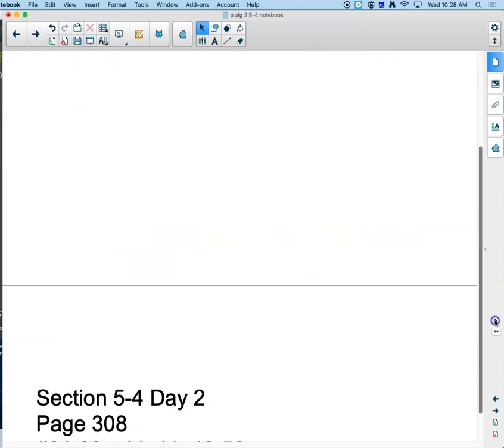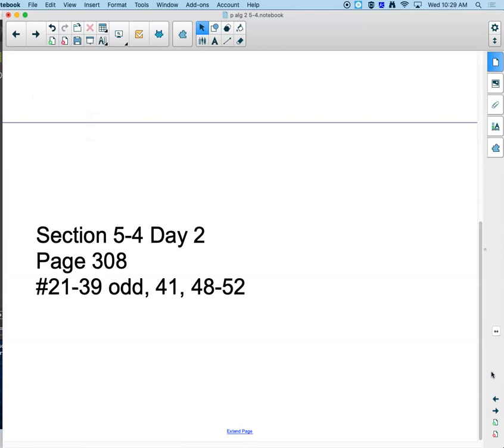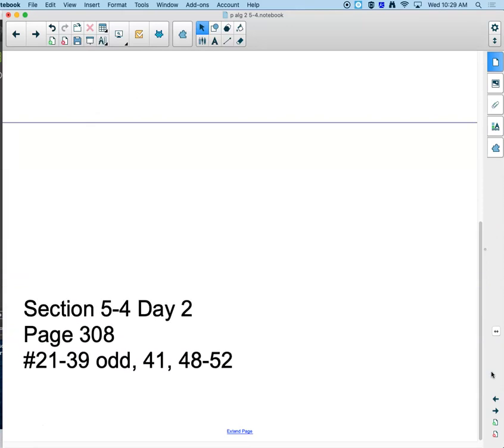So let's have some more fun. So this is section 5.4, day 2, page 308. 21 to 39, the odds. 41 and 48 to 52.